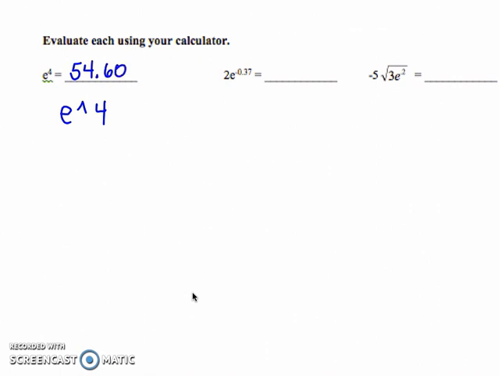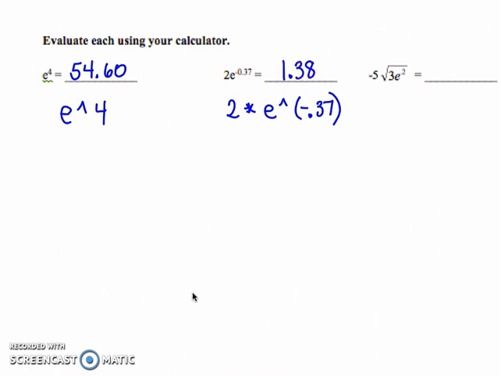Second one here, 2 times e to the -0.37 power. So on my calculator, I'm going to type 2 times e caret, and then I'm going to use parentheses just to make sure there are no computational order of operations errors here. -0.37 is what I'm raising it to. I hit enter. You should get 1.38.